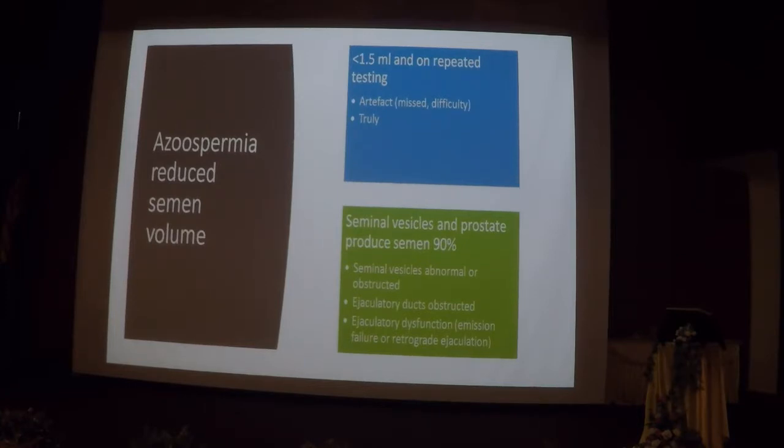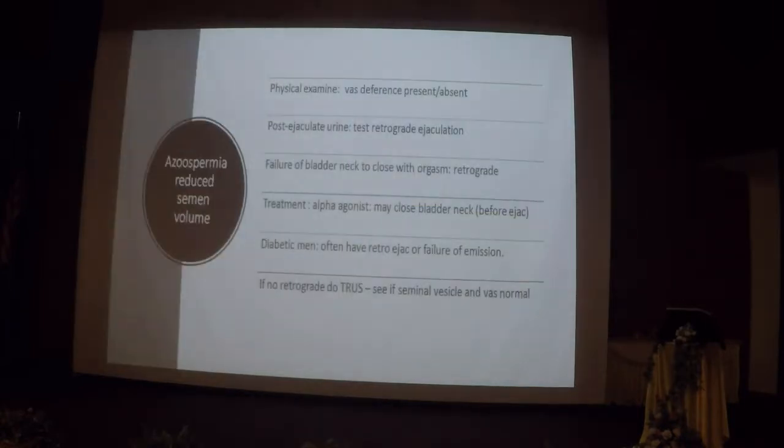Semen is produced mainly by the seminal vesicles and, to a lesser extent, the prostate, about 90%. Seminal vesicle abnormality or obstruction can cause a decrease in the volume of the semen. So when you have a decrease in semen volume, either there's something wrong with the seminal vesicles or ejaculatory duct, or there's some ejaculatory dysfunction. And I think Mr. Murali will talk more on this.